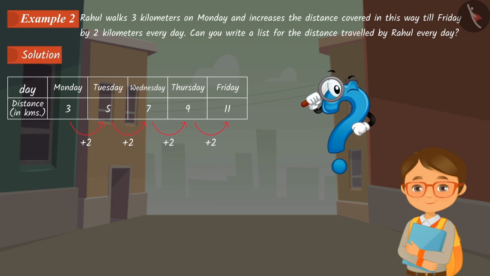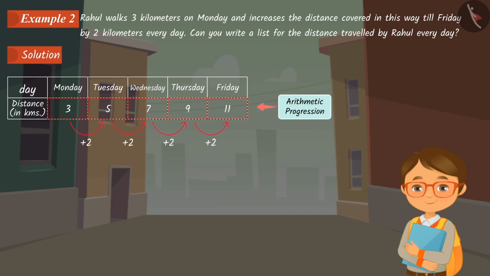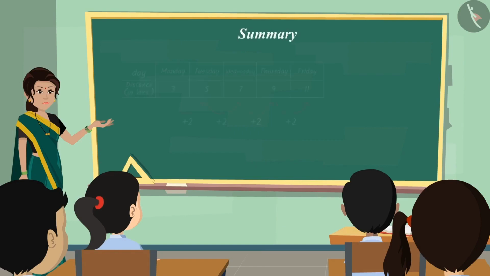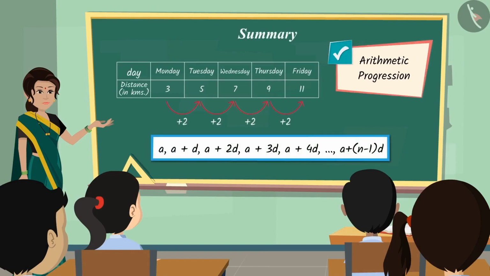What do you notice when you look at this list? This is also an arithmetic progression because here each term except the first term is obtained by adding a certain number to every term. And the number of terms in this series is fixed, hence this is a finite AP. Today in this video, we saw some examples based on AP. In the next video, we will see what kind of mistakes one commits while solving these types of questions.